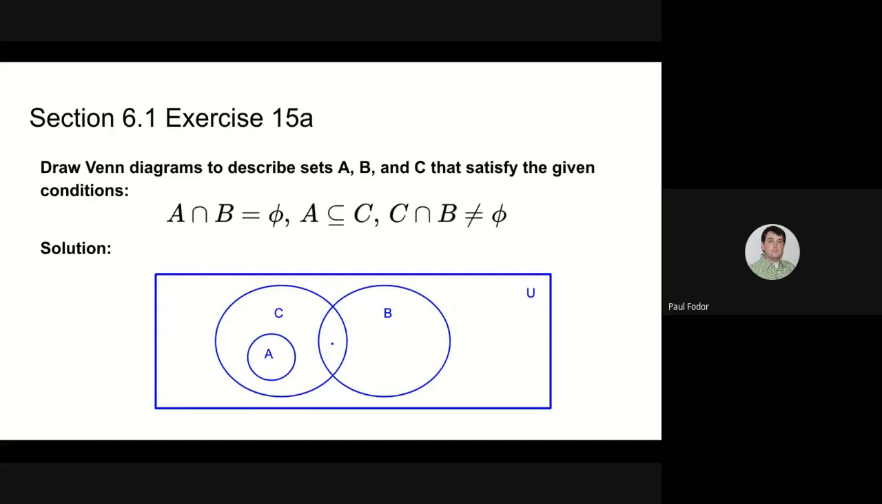Can B be a subset of C? No. Because the last statement is C intersect B is not empty set. I see. Okay. Can B be a subset of C but not intersect at all with A? Yes. So there are two Venn diagrams. That's actually true. So you see that B can be actually a proper subset of C.